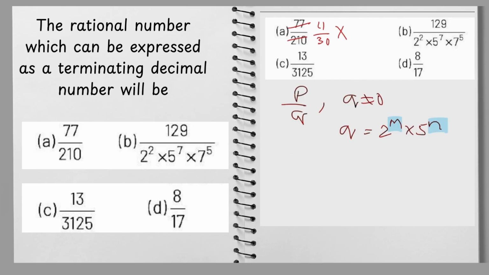Now, for the other part, you can see that it is in the reduced form, and the prime factorization of Q has factors other than 2 and 5. So again, it is a non-terminating repeating decimal expansion.